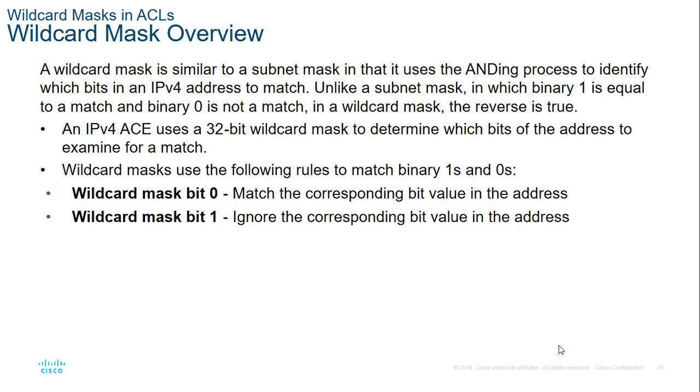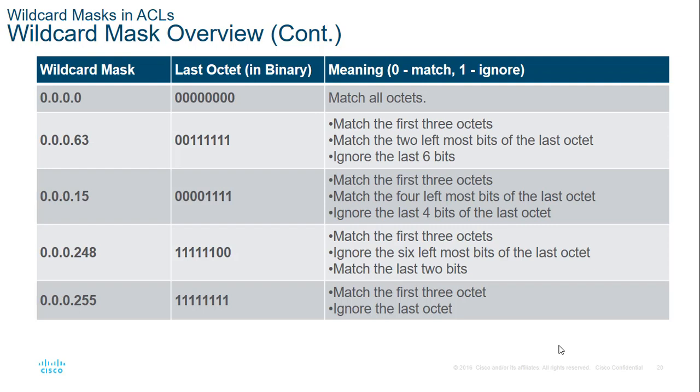So the way I always try to teach this would be to say the 0 is to observe, like an O for observe, and a 1 is ignore, like an I for ignore. So if we take a look at this table here, you'll see 0.0.0.0 means I'm matching everything. Match all the octets. It has to be a perfect match.